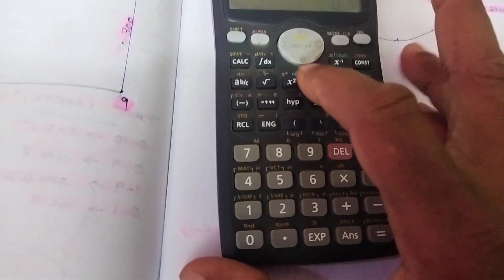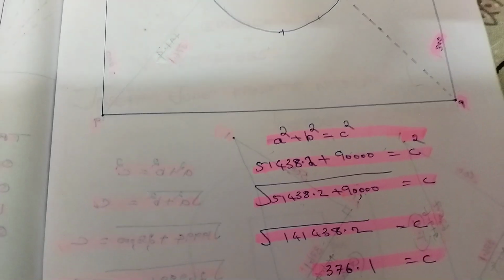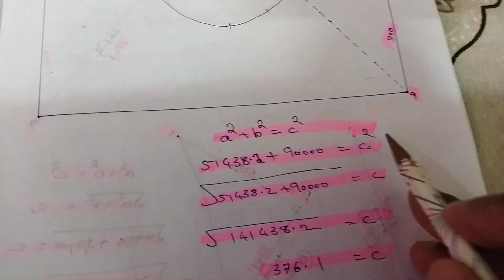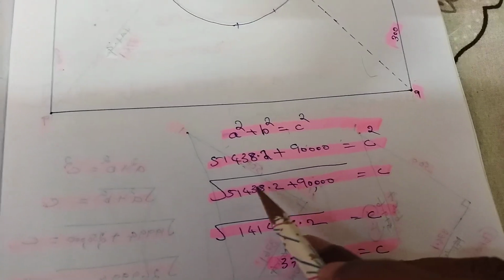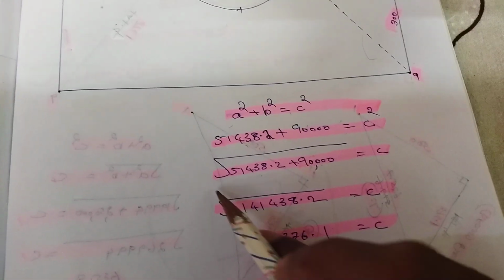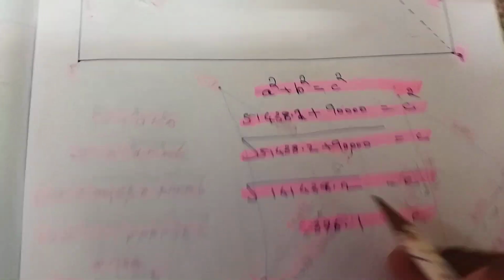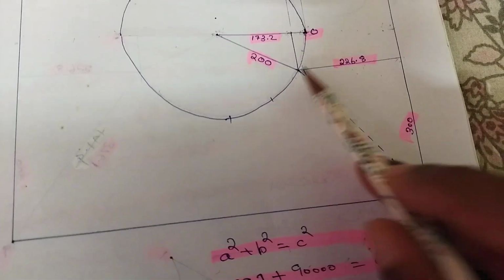Everybody knows its measurement will be 90,000. I have written it here. This is c square. For finding out c, its square root has to be taken. So first these two have to be added. When we get it, its square root will be c: 376.1. What is 376.1? The measurement from here to here.